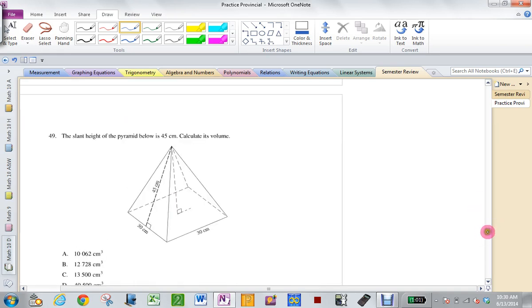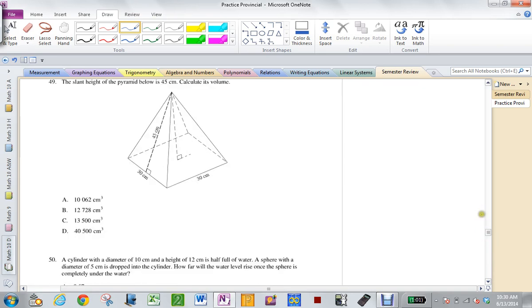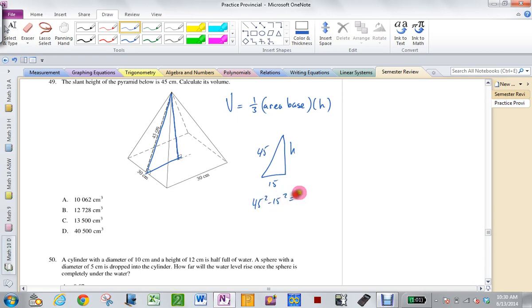Slant height is 45. I need the volume. Well, I know the volume of a pyramid equals 1/3 area of base times the height. Well, I don't have the height, but I do have this triangle. That triangle is 45, 15, and I need H. So 45 squared minus 15 squared gives me H. So I go to my calculator.